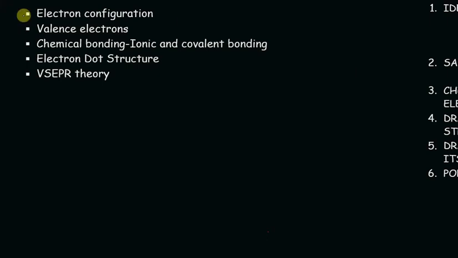So far, we have discussed the electron configuration, the valence electrons, chemical bonding. It's either ionic or covalent bonds. Then we have the electron dot structure, and then the VSEPR theory. Let's see how these topics are connected.